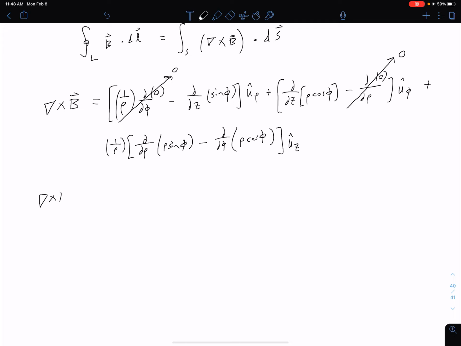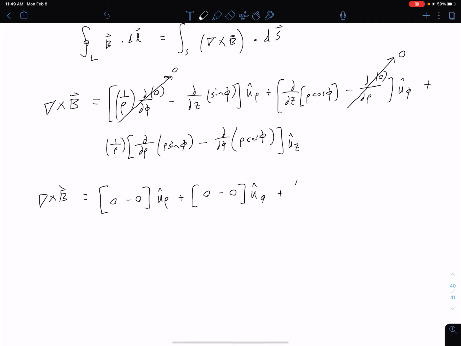So here we have del cross B is equal to, so that first term was 0. Now the partial with respect to z of sine of phi is also going to be 0, so we're going to have 0 rho component, plus now the partial with respect to z of rho cosine phi is also going to be 0, and our second term we already determined was 0, so we have 0 phi component as well.